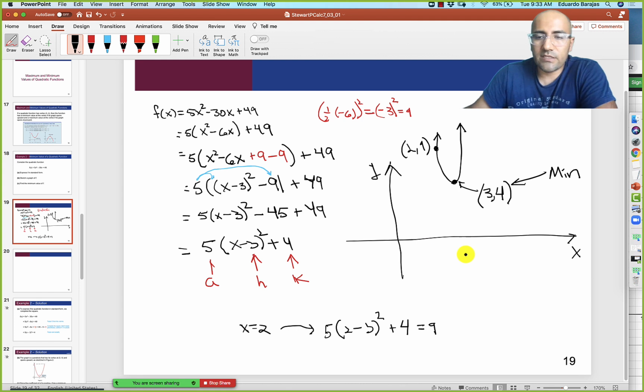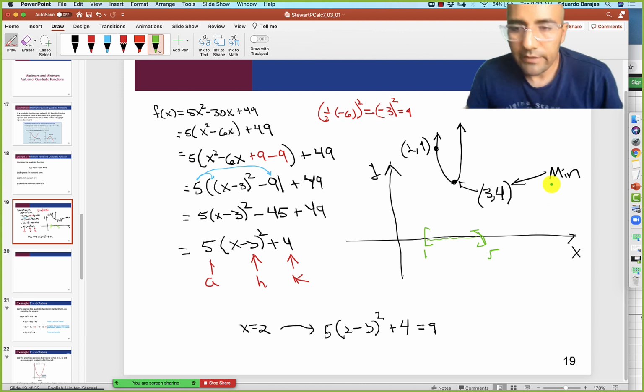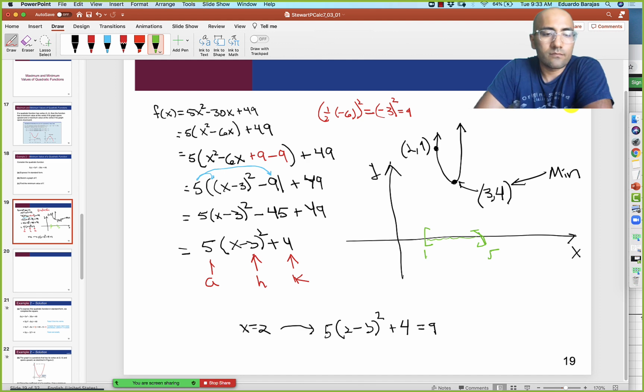So unless they restrict some domain, they might say, what is the maximum value on a certain domain? Maybe they might give you a domain of, say, from 1 through 5. From 1 through 5, what's the maximum value? Okay, they could give you that. But if they don't restrict the domain, then there is no maximum value. Right? But there is a minimum value. The minimum value is the vertex because it opens up. Any questions?